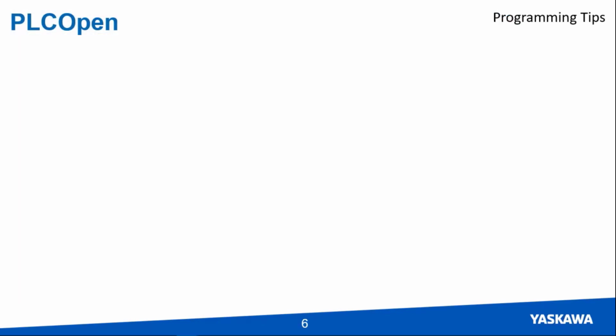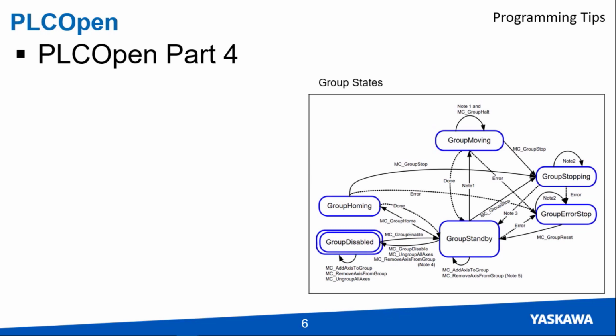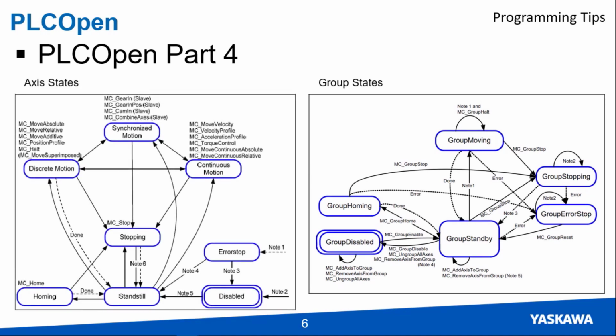PLC Open is a standard that defines industrial control programming. PLC Open Part 4 defines what is required for coordinated motion, or in this case, group motion. The following diagram shows different states the mechanism can be in when operating. This diagram is very similar to the single axis motion control version found in PLC Open Part 1.